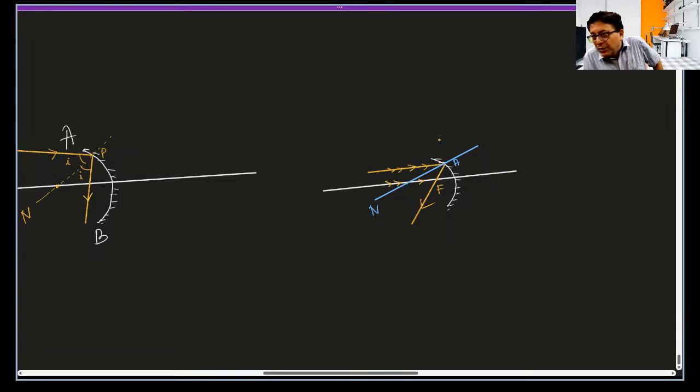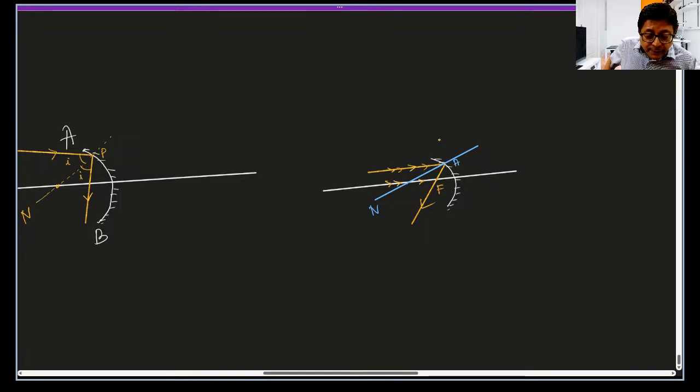Why is this said to be the focus? This is very important. Because if we send a beam of parallel light, they will be meeting at that point only. That is the focus of a spherical mirror. Clear? So if you send a ray parallel to the principal axis, it will meet at the focus.